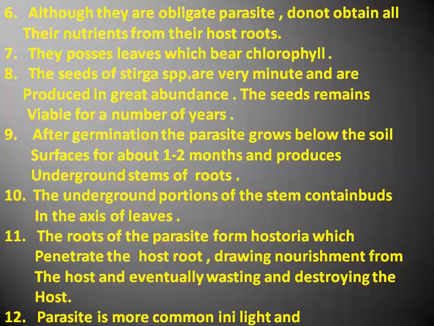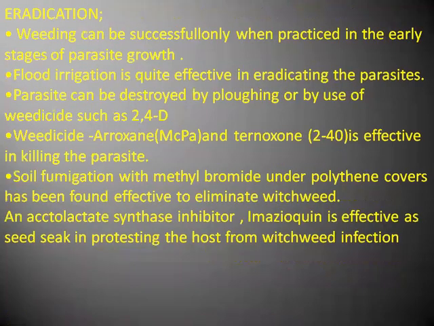The parasite is more common in the plant. Whereas in the case of eradication of the Striga, weeding can be successful when practiced at an early stage of the parasite's growth. Early eradication is quite effective in eradicating the parasites. Parasites can be destroyed by fogging or by use of weedicides such as 2,4-D.